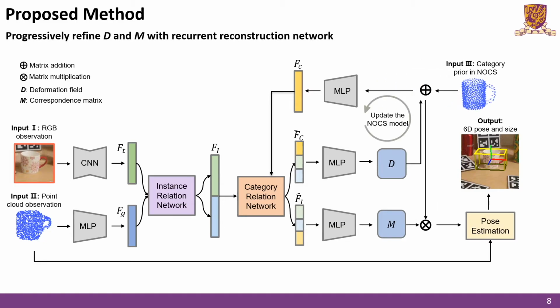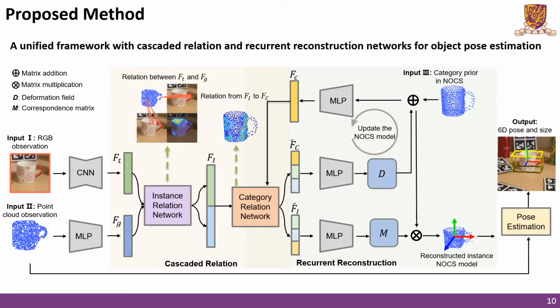In our recurrent reconstruction network, we repeat the above scheme multiple times. In each stage, we replace the category template point cloud with the reconstruction result from the previous stage and estimate the residuals of the deformation field and the correspondence matrix to refine the estimation result from the previous stage. We impose supervisions on each recurrent step, and it impels the network to learn the regression residuals effectively. Finally, we use the prediction of the last stage for pose estimation. This is the whole framework of our proposed method.